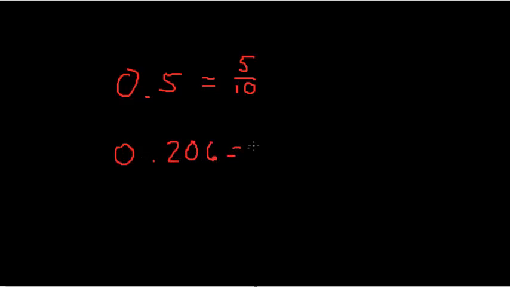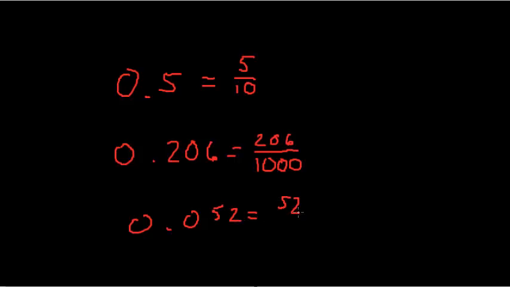0.206, that will be equal to 206 over, we made it out to the thousandths place, so we will have 1,000 as our denominator. So 0.052 will be 52 over 1,000. And we can ignore this 0 here. We don't normally write zeros in front of our numbers. Right, so we can leave that off. Again, we go out to the thousandths place, so 52 thousandths.